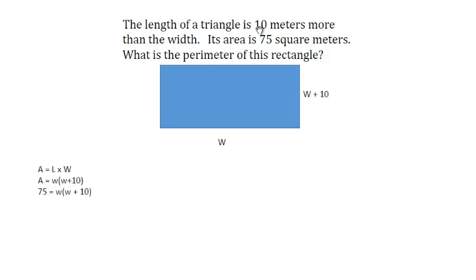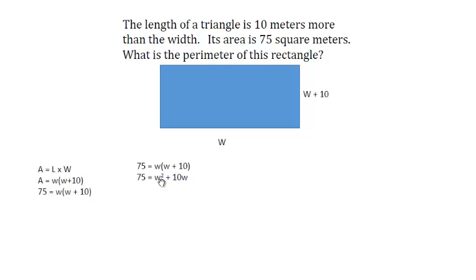We also know the area is 75, so instead of A, we write 75. And then we proceed to solve this equation. So if we're going to solve 75 equals W times W plus 10, the first thing we must do is distribute, noting that we have a squared term or a quadratic equation.